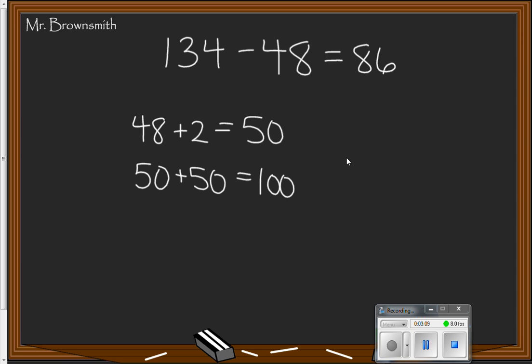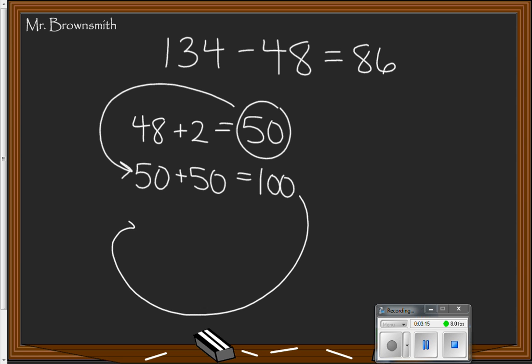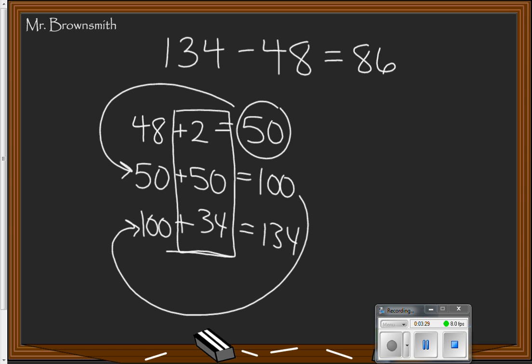And you can see that what I'm doing is I'm taking this number and I'm just dropping it right down here. So I'm going to do the same thing with this 100. I'm going to start it right here. So I've got 100. And what do I need to add to 100 to get to 134? I'm just going to add 34. And then all I'm doing is I'm adding these numbers again.